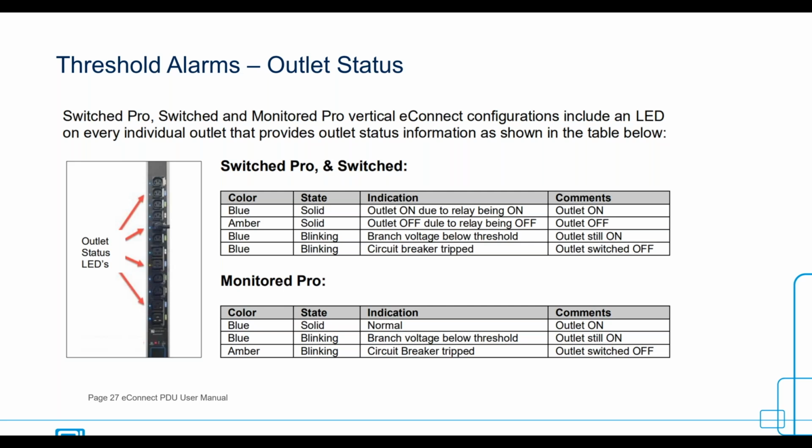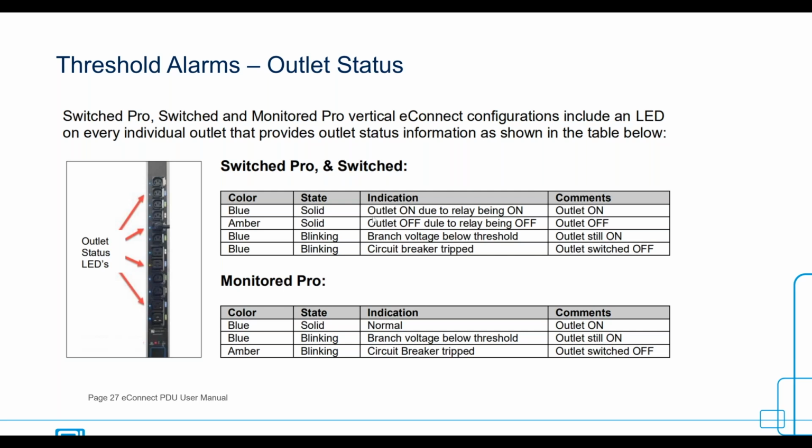So one of the types of threshold alarms is the outlet status alarm. And when available, it can indicate when a critical low load and overload is present, or also warnings for low load and overload. As an example, we have alarms that can be visually identified on the eConnect PDU, and as shown in this table, Switch Pro, Switch and Monitor Pro vertical eConnect configurations will have an LED on every individual outlet, and it will provide status information.